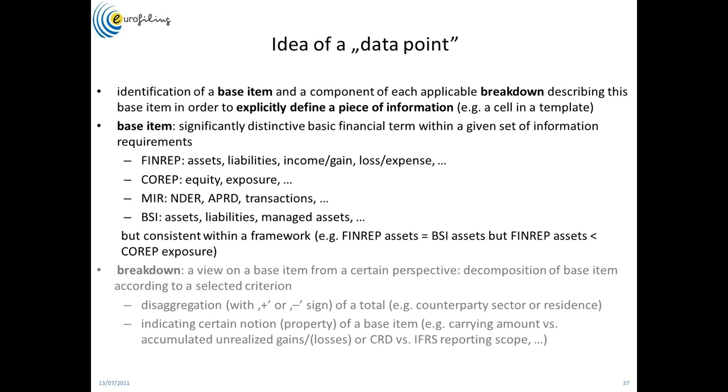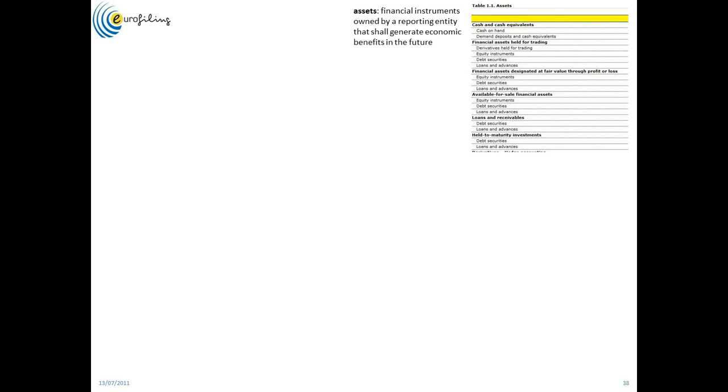And the breakdown is a certain view of a base item from a certain perspective. For example, the composition according to the selected criterion, disaggregation or indication of a certain notion. For example, the CRD or IFRS scope of consolidation. And if you take a look at the different base items and the properties, you will figure out that none of the properties can be regarded as the one that is prevailing in the model.